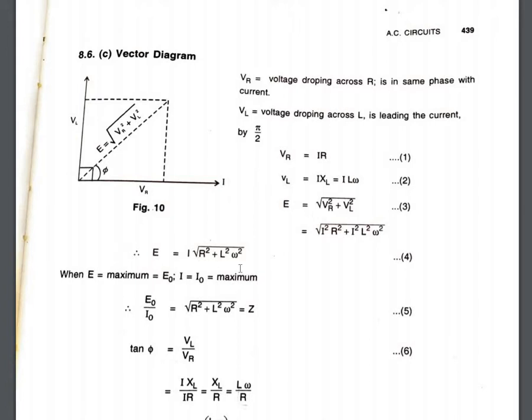Okay, this is another type of analysis. We already did this analysis. So when E is equal to E0, I is equal to I0. So E0 by I0, we know that that is nothing but the impedance of the circuit, that is square root of R square plus L square omega square. From this expression also, what is tan phi?